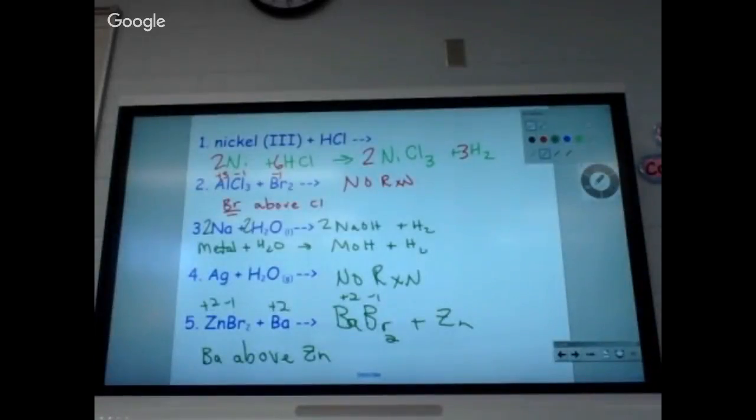So this one, what's its oxidation number? Okay, so +2. What's its oxidation number? And what's its oxidation number? So who has to be above who there? Say, VA has to be above.